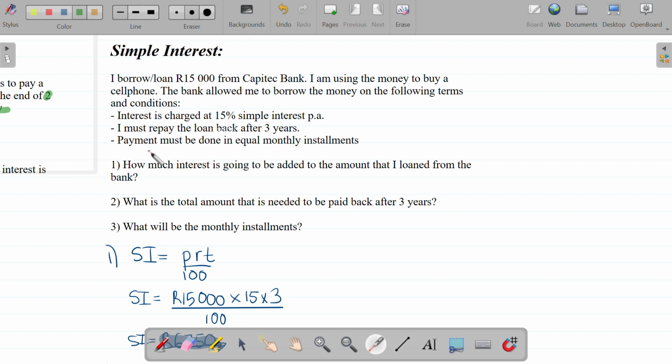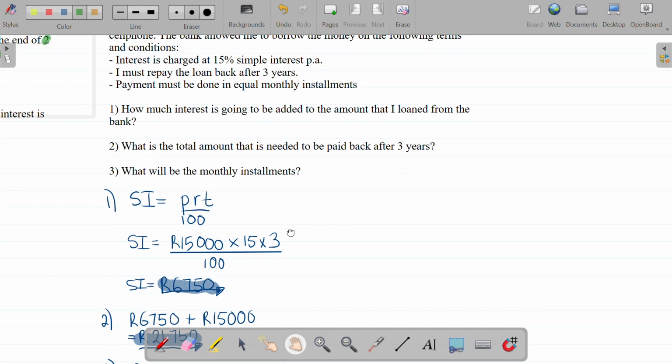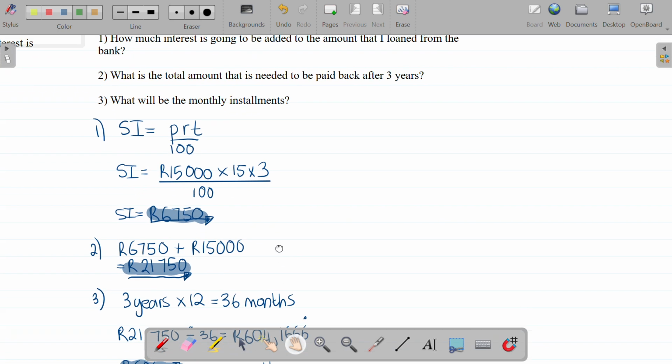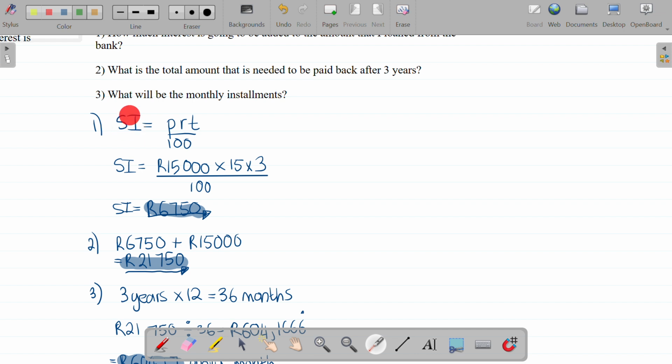You see that question again here. Let's read the questions together. How much interest is going to be added to the amount that I loaned from the bank? Again, we just calculate the interest. You put your formula in. It's the 15,000 Rand that is being borrowed, the R was 15%, and my time is 3 years, over 100. You put this in your calculator, and you get 6,750 Rand as the interest that they will charge.